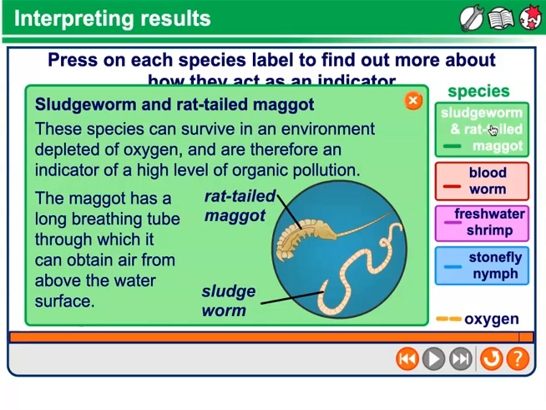Sludge worm and rat-tailed maggots, these species can survive in an environment that is depleted of oxygen and are therefore an indicator of a high level of organic pollution. The maggot has a long breathing tube through which it can obtain air from above the water level.